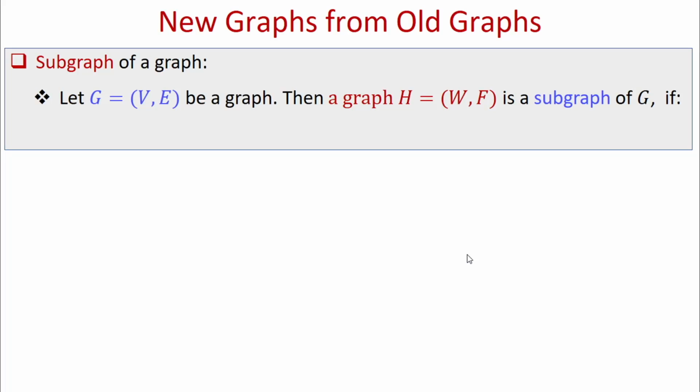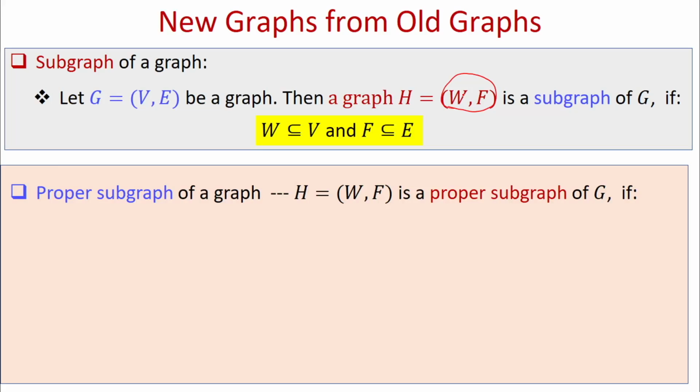So if you are given a graph G with the vertex set being V and the edge set being E, then a graph H with vertex set W and edge set F will be called a subgraph of G if the vertex set W of H is a subset of the vertex set V of G, namely all the vertices of H should be the vertices of G, and the edge set F of H should be a subset of the edge set E of G. That means all the edges of F should be present in E. Okay, so that's a simple, straightforward definition of a subgraph.